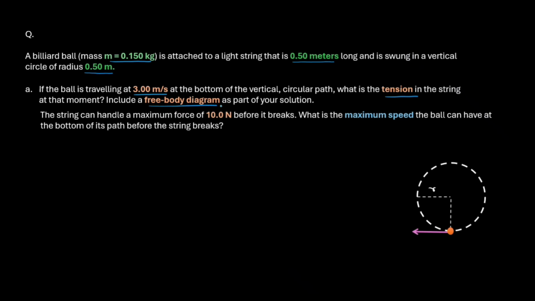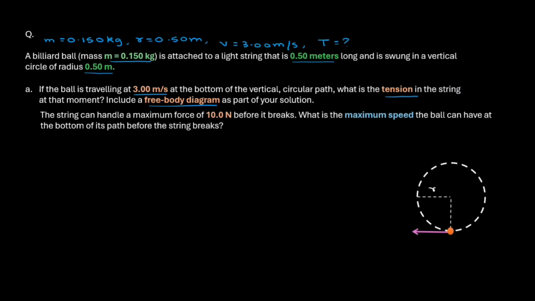Include a free body diagram as a part of your solution. So let us first discuss this part of the question, then we will go to the next part. So here you have a billiard ball of mass m equals 0.150 kilogram, and it is swung in a vertical circle with the help of a light string that is 0.50 meter long, which is also equal to the radius of the circle. The speed of the ball at the bottom of the circle is 3 meter per second, and we need to find the tension in the string at this position.